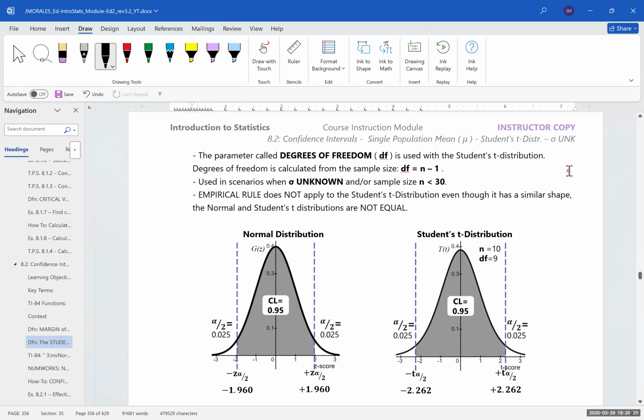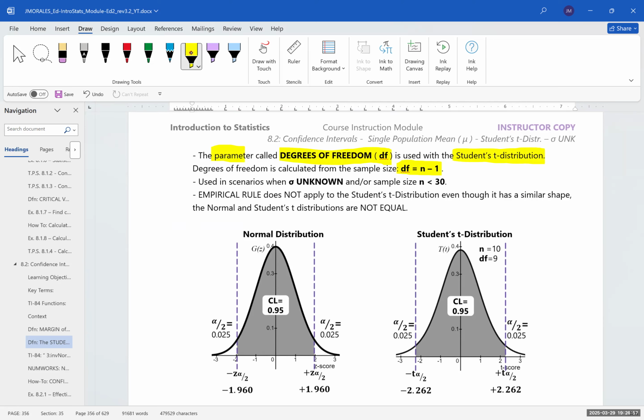So with the student's T distribution, there's a parameter called degrees of freedom. Okay, and it's abbreviated DF. And it's used with the student's T distribution. Degrees of freedom is calculated from sample size. So the degrees of freedom is equal to the sample size minus 1.